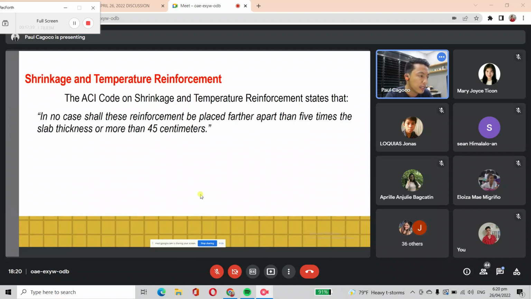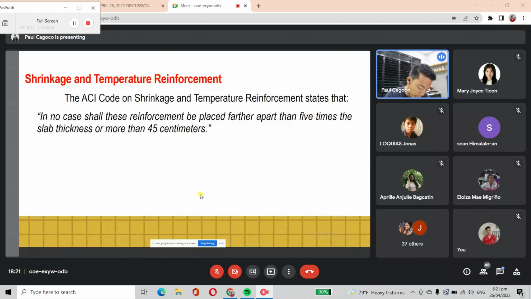So the ACI code on shrinkage and temperature reinforcement states that in no case shall this reinforcement be placed farther apart than 5 times the slab thickness or more than 45 centimeters. Ang slab thickness nato is 125 mm or 12.5 centimeters. So i-multiply nimo na og 5, that is 625. So if 625 ka, inglapas na ka sa 45 cm.